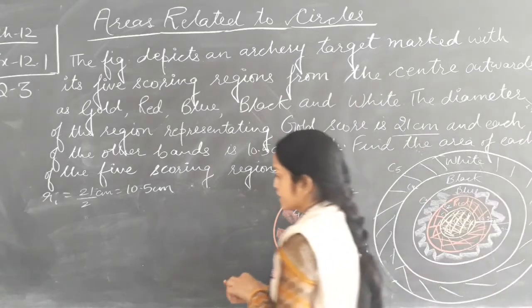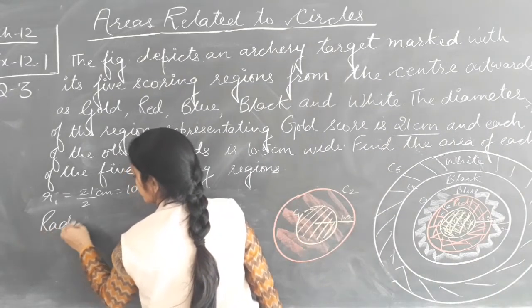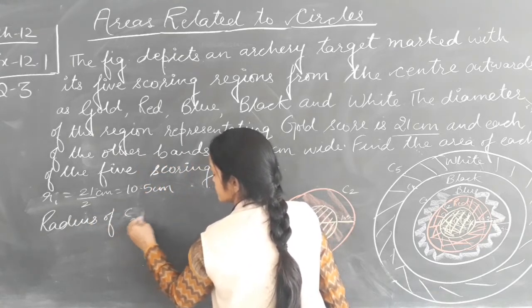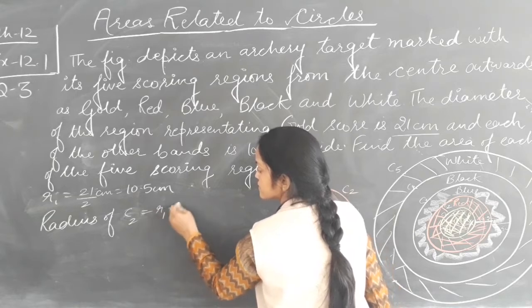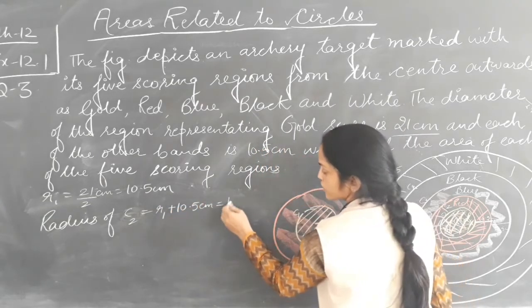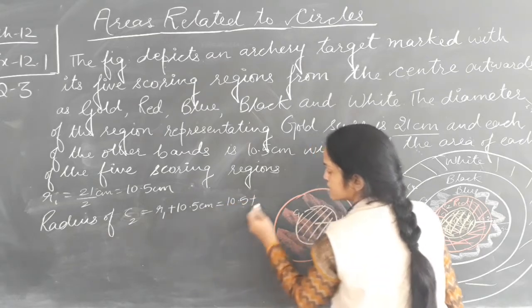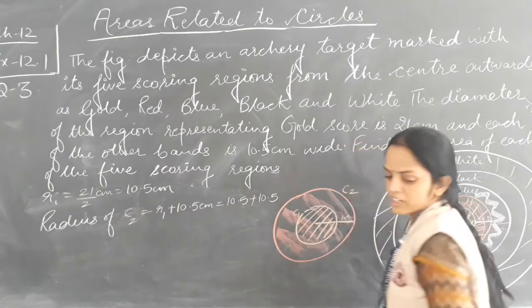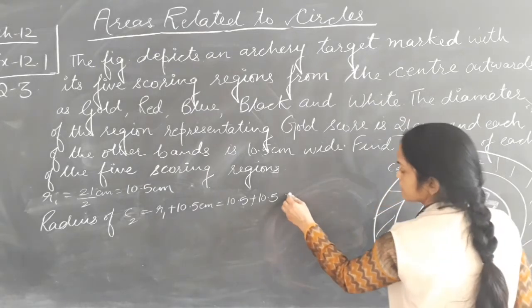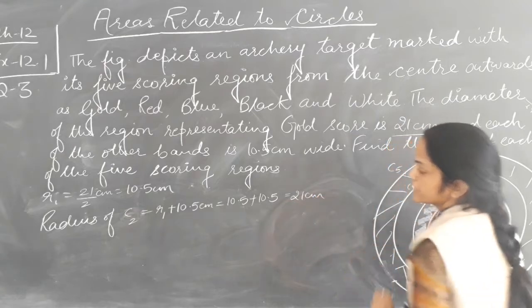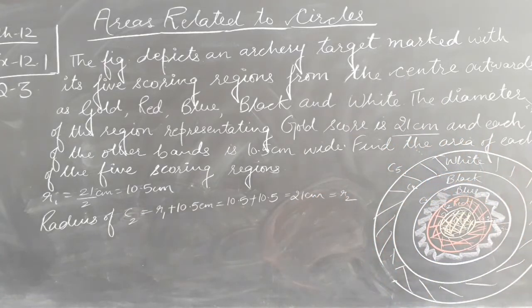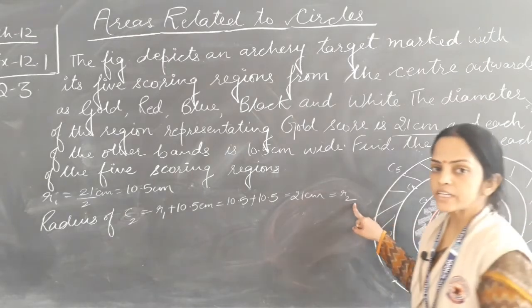So radius of C2 is equal to R1 plus width of band 10.5 centimeter. So R1 is already 10.5, plus width is 10.5. So 10.5 plus 10.5 will give us 21 centimeter. That means radius R2 for the second circle is 21 centimeter.